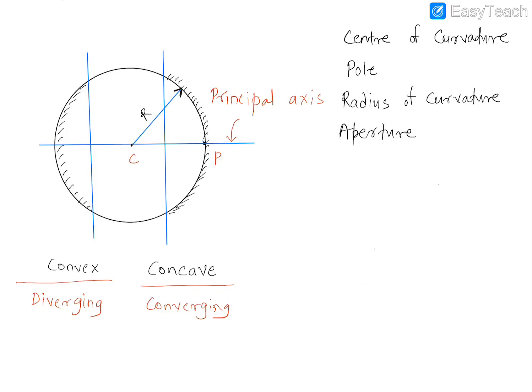So these are all the terms which you need to know. And now we need to start with the ray diagrams. Just one more very important thing. Remember that even the spherical mirrors, just like the plane mirrors, also obey the laws of reflection. So here also, every time the light is reflecting, your angle of incidence is equal to the angle of reflection.